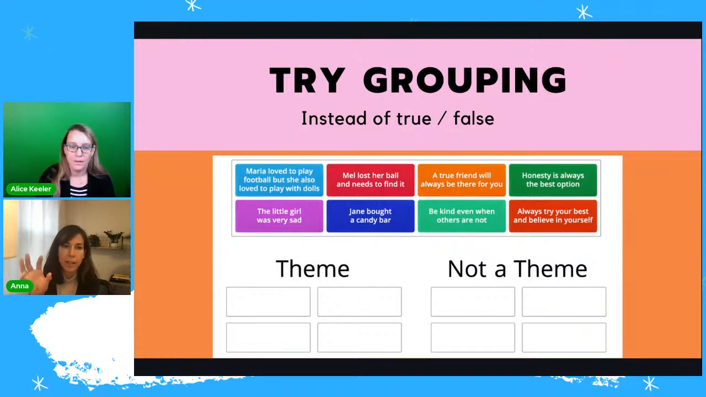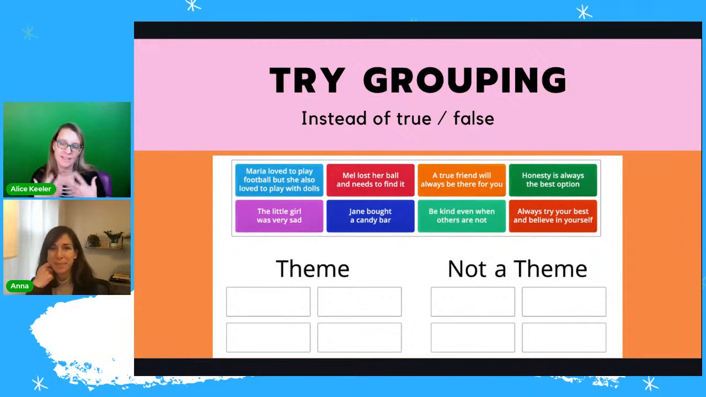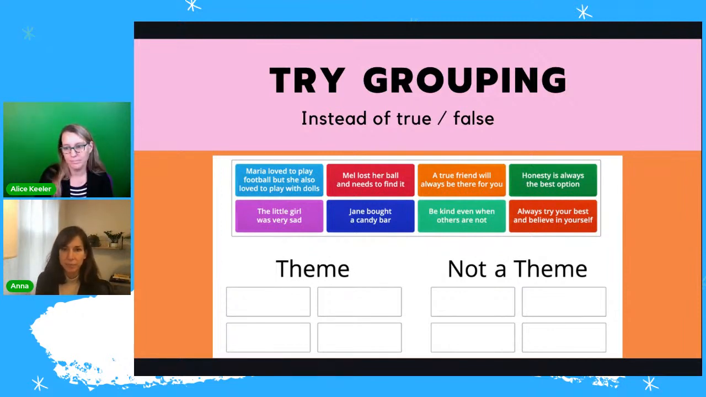The setup of true false can be confusing because they might misread the sentence, not whether or not they understand the content. Exactly. So instead, especially when you're trying to have more active practice, it's better to try grouping items.